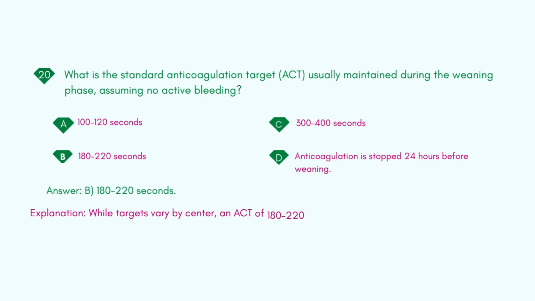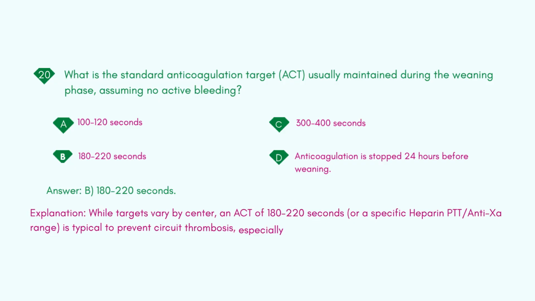Explanation: while targets vary by center, an ACT of 180 to 220 seconds, or a specific heparin PTT/anti-Xa range, is typical to prevent circuit thrombosis, especially as flows are lowered during weaning trials.